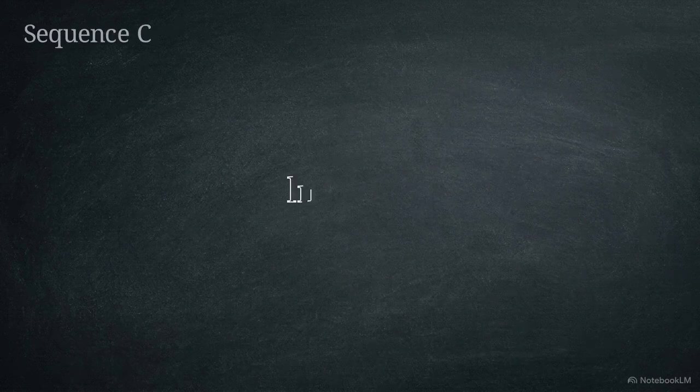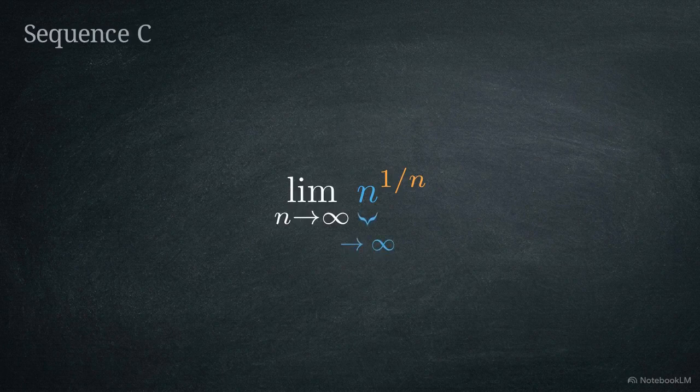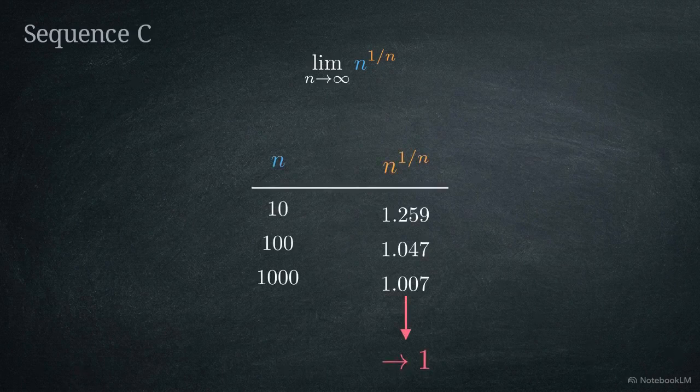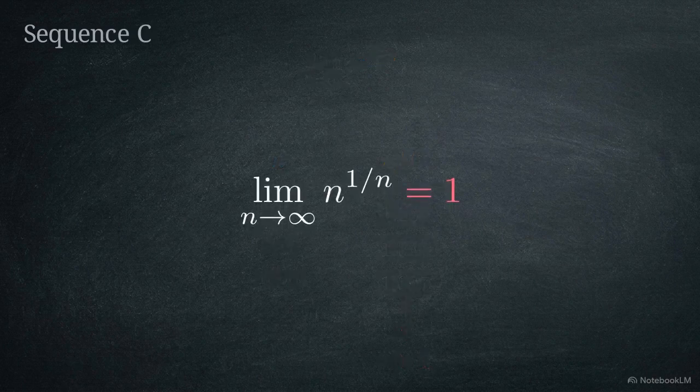Sequence C presents a friction point, the nth root of n. Here, the base is growing toward infinity, while the exponent is shrinking toward 0. If we test this numerically, we see the output values for 10, 100, and 1000 converging toward 1. The shrinking exponent eventually dominates the growing base.